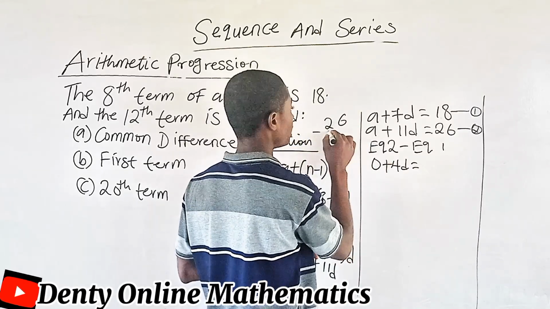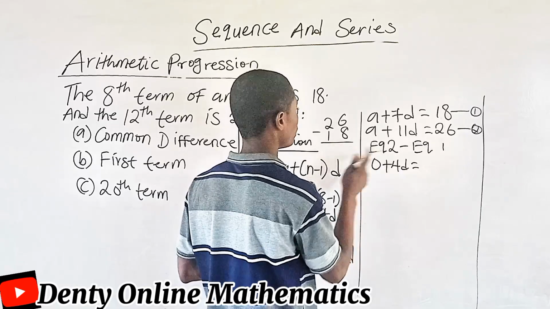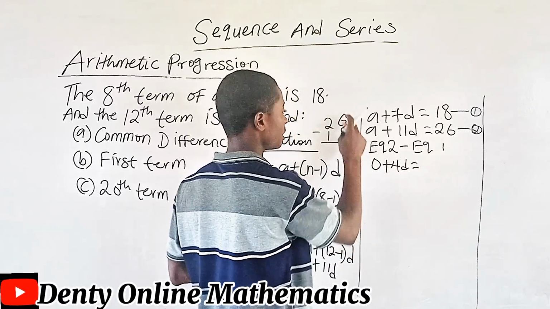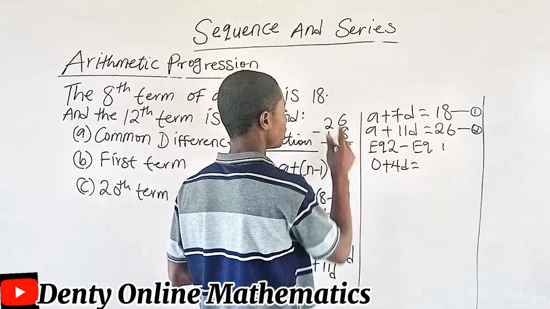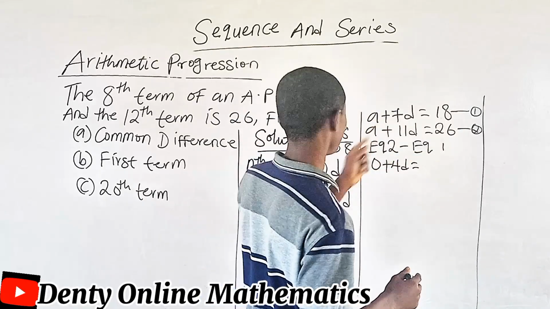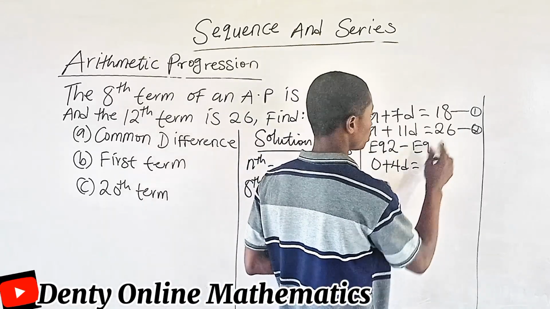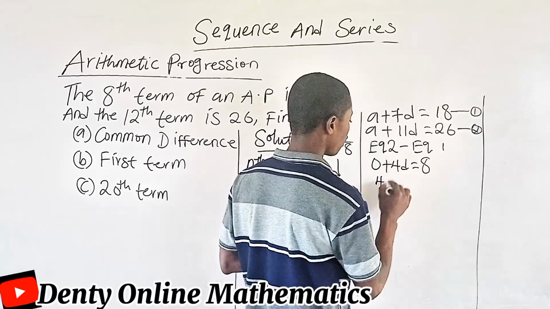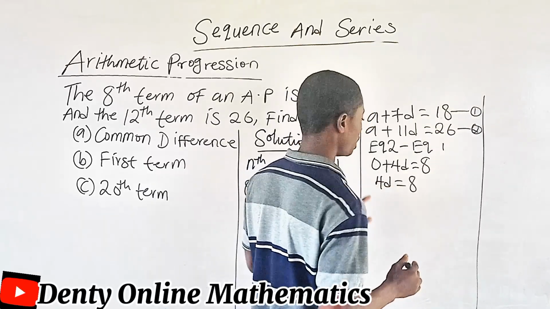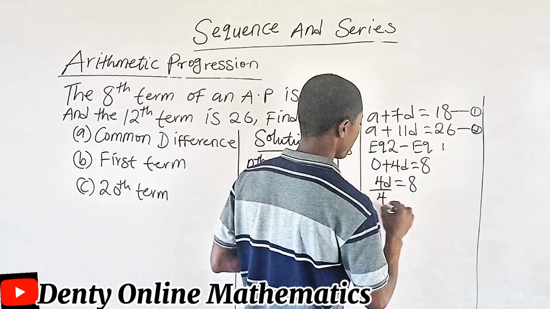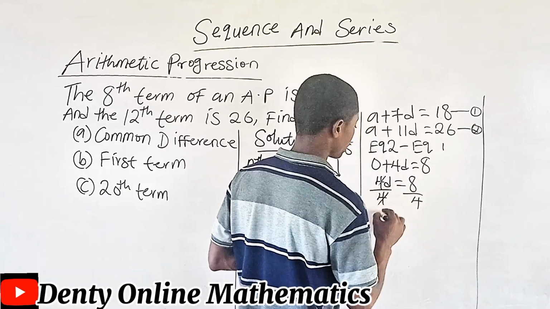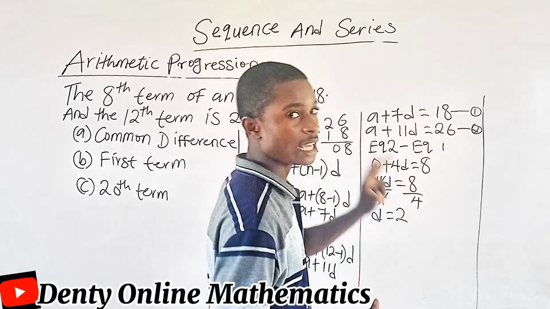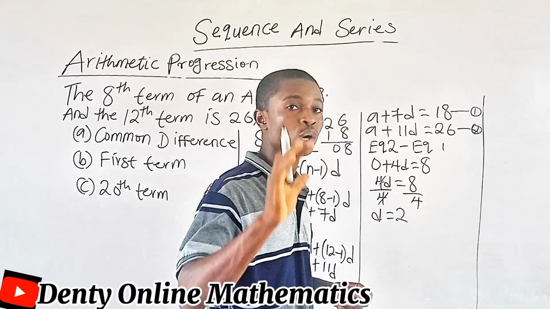26 minus 18. Just as we can borrow, add 1 here, borrow 1 from here, add here 16. 16 minus 8 will give us 8. What's left there is 0. So 26 minus 18 will be 8. So at this point we have that 4D is equal to 8. Now if we divide both sides by 4, 4 will cancel out and our D will be 2, because 8 divided by 4 is 2. And remember, in an AP, D stands for the common difference.